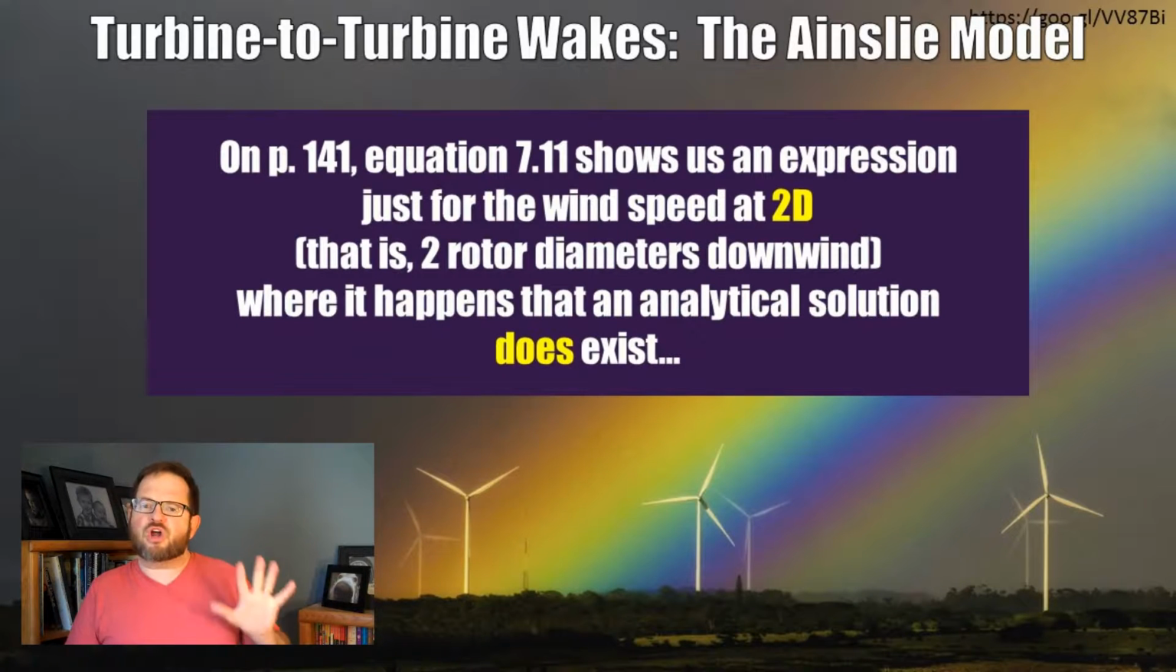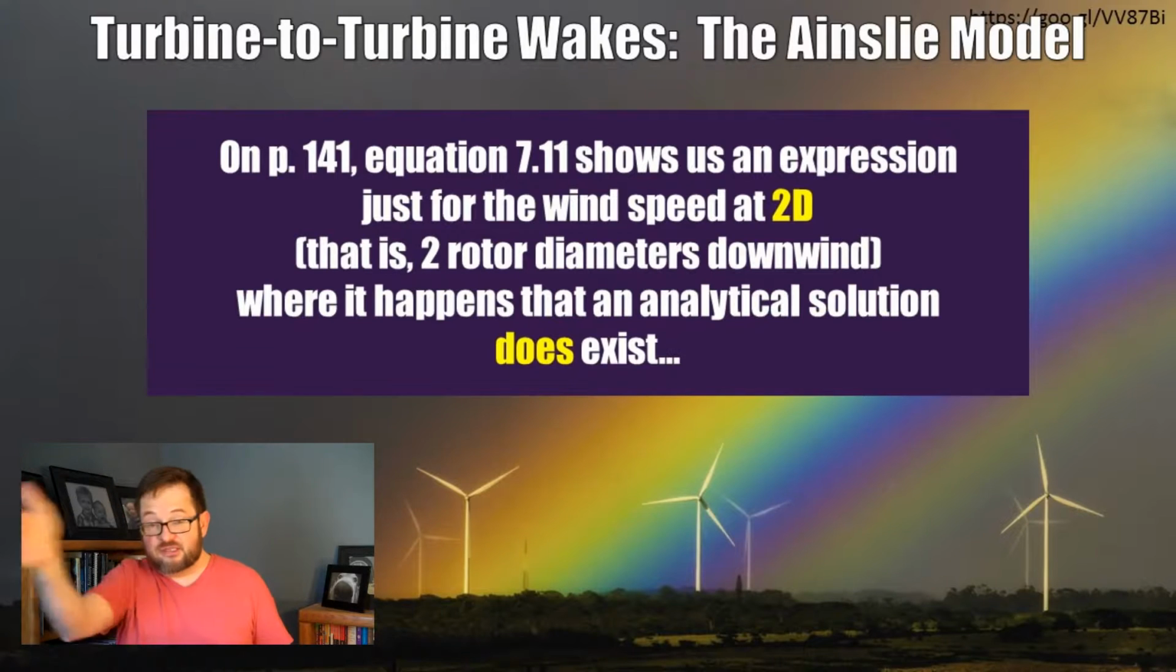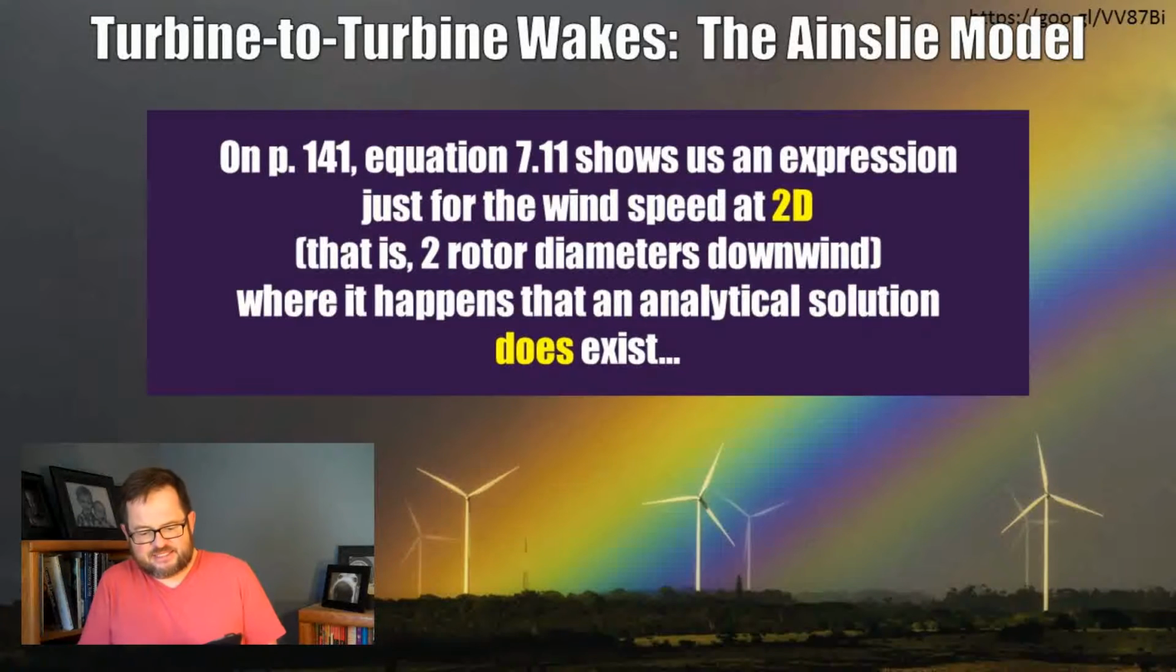Now, for example, if we go on to page 141 in your textbook, equation 7.11 shows us an expression that there is an analytic solution for. This is supposed to be the wind speed at a distance of 2 rotor diameters downwind from the turbine in the Ansley model. And it has to be at the same height as the hub of the turbine, as well as straight downwind, not off to the left or to the right. It exists. It's fairly horrible, but it can be done, and it can be computed, and we could do it.